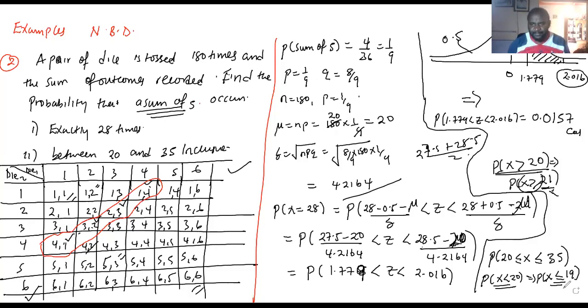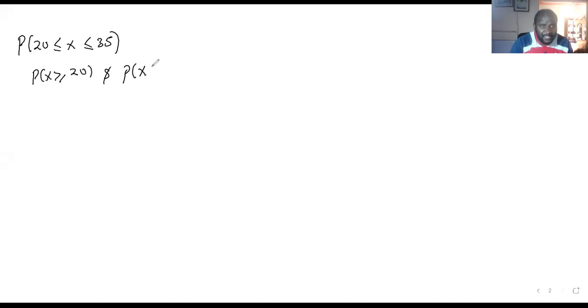Now, let us interpret this number. With that review, probability of 20 less or equal to X less or equal to 35. These ones are already inclusive, okay? But check this out. X, first of all, is greater than or equal to 20. And I've told you if it's greater than or equal to, we subtract. This is probability of X is greater than or equal to 20. And it is mixed with the probability of X is less than or equal to 35. Where we have less than or equal to, we add on 0.5 to standardize.